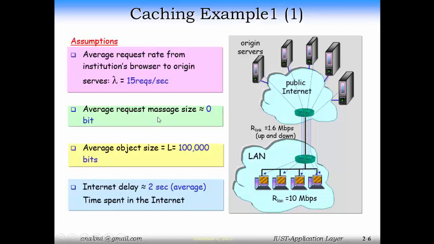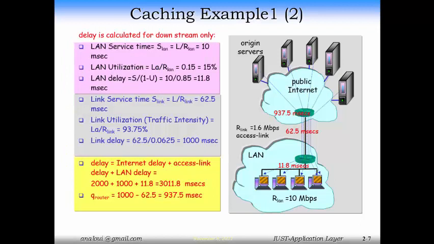I explained in the past slide that we forget about the uploaded data, my requests. So here I simply put the average size of my request as 0. But each downloaded response object has a size of 100,000 bits, and we know that the delay of the internet here in the top cloud is 2 seconds. Now let me calculate the delays in this scenario.